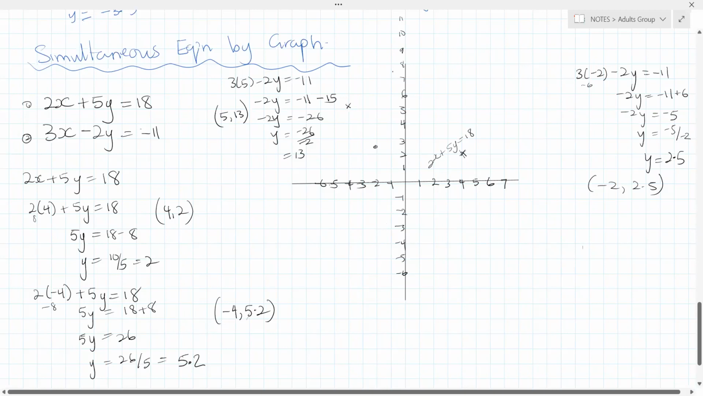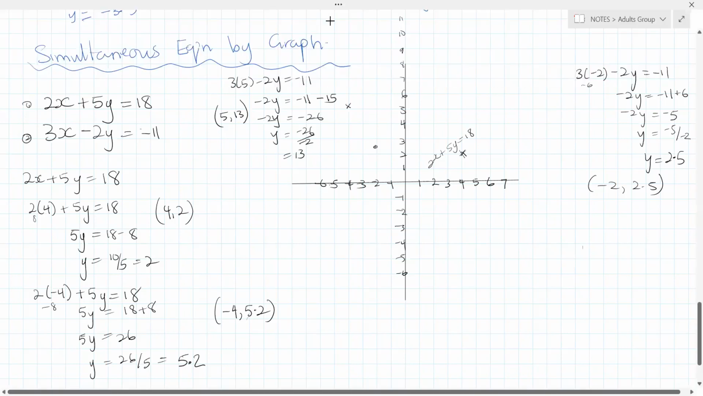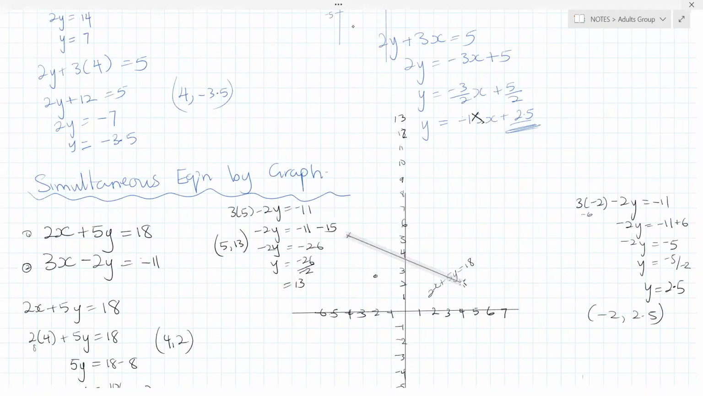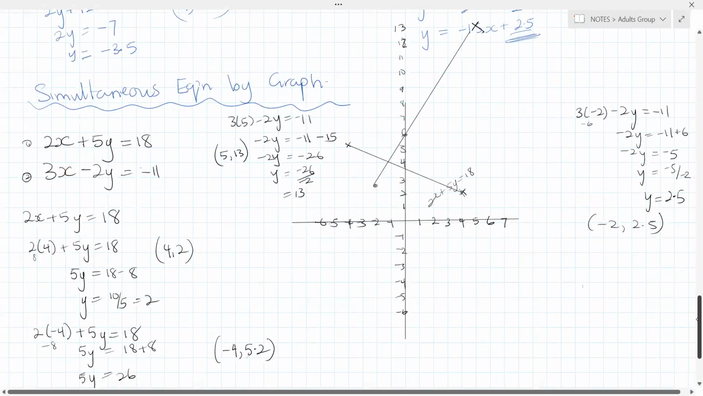Right, so this is where the point is going to. It's from here to here, and the other point is from here to here. How did I know they weren't working out? Because they weren't intersecting, and they should have been intersecting. All right. And this one is 3x minus 2y is equal to -11.